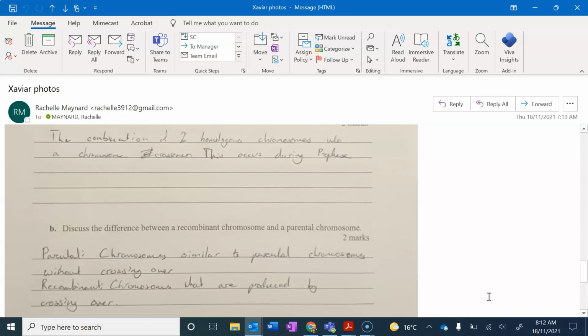Discuss the difference between a recombinant chromosome and a parental chromosome. So the parent chromosome has the original allele sequence for their generation. Crossing over occurs, and it reshuffles that allele sequence to create the recombinant chromosome. So the recombinant chromosome is the chromosome with the reshuffled allele sequence. I'm just repeating myself because if you don't get it once, the penny might drop afterwards.